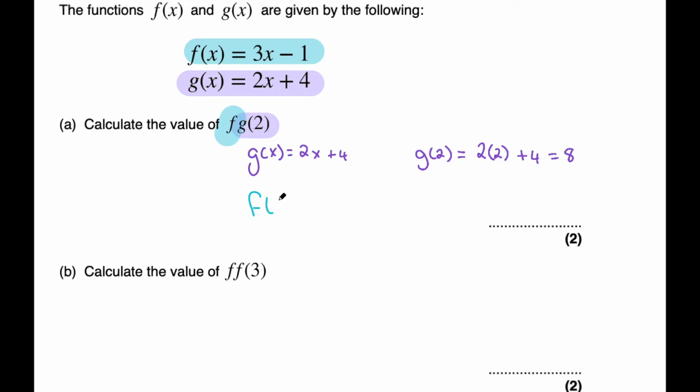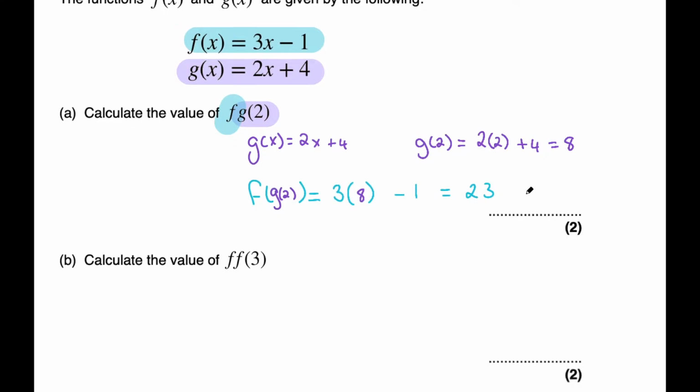So I'm going to get f of g of 2. I know what the output of g of 2 was. I know it was 8, so into that I'm going to put, instead of x, the g of 2, which was 8. So there it is. I'm going to have 3 by 8, which is 24. 24 minus 1 is going to give me 23. And there's my final answer for that one.